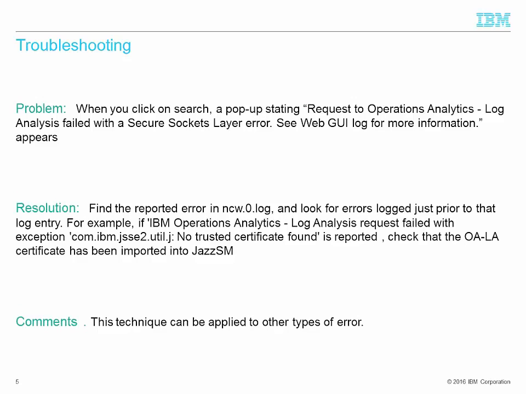So, another problem. You click on the search, and a pop-up says request to OALA failed with a secure sockets layer error. Again, find that error in the ncw log and look for errors just before that. For example, if you see an error saying JSSE no trusted certificate found, check that the OALA certificate has been correctly imported into JazzSM. This technique again can be applied to other types of error.